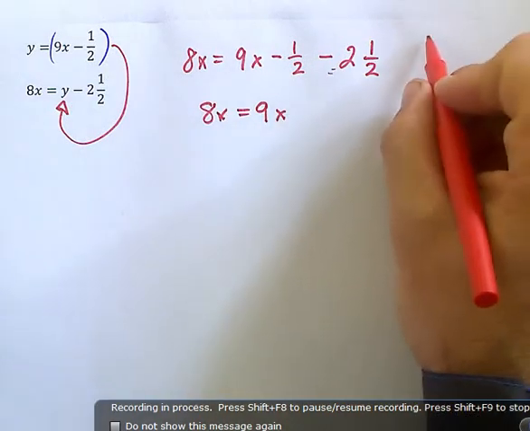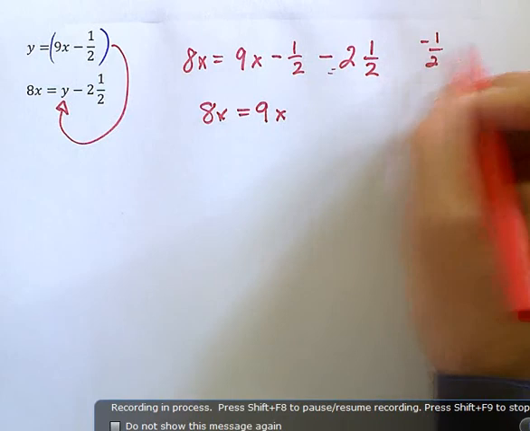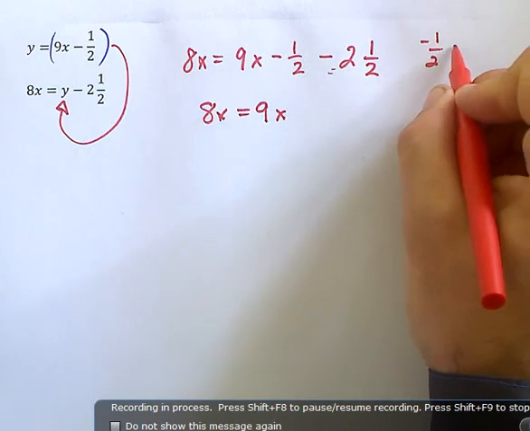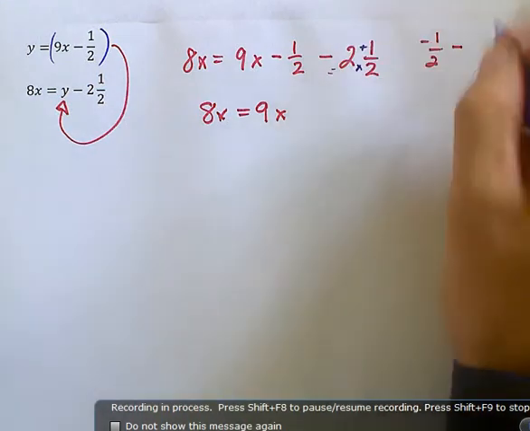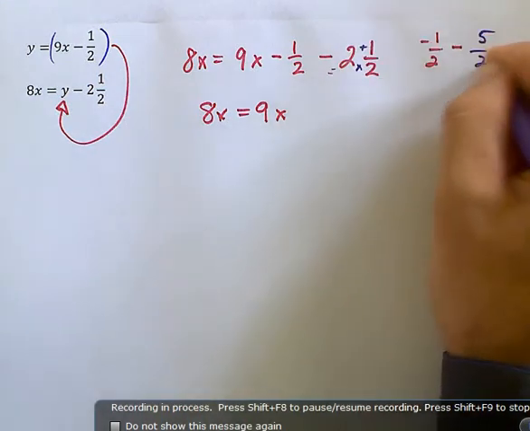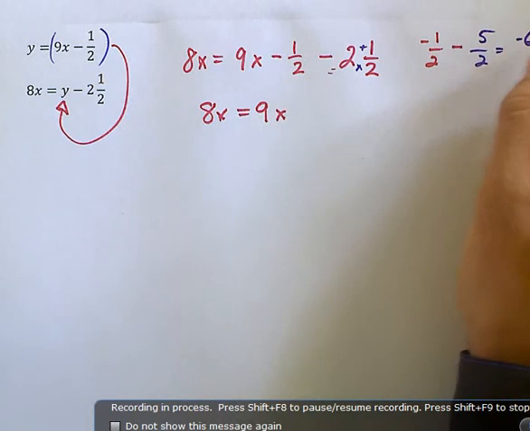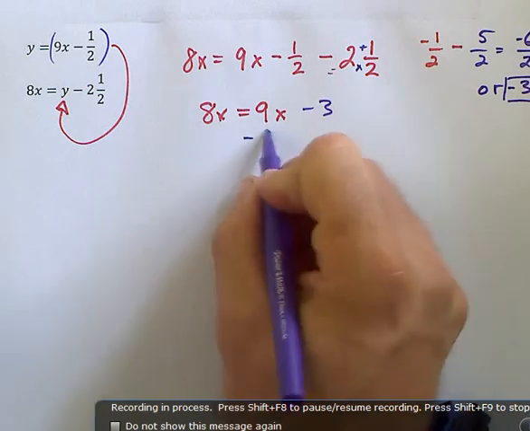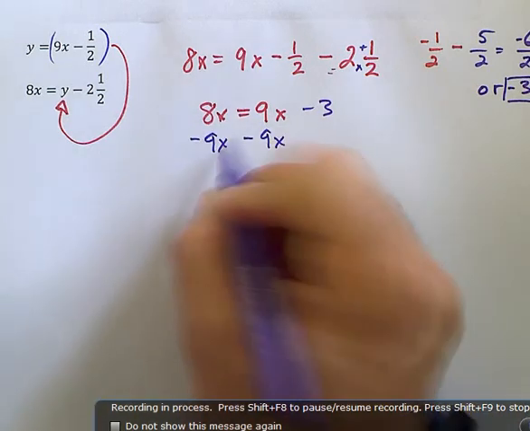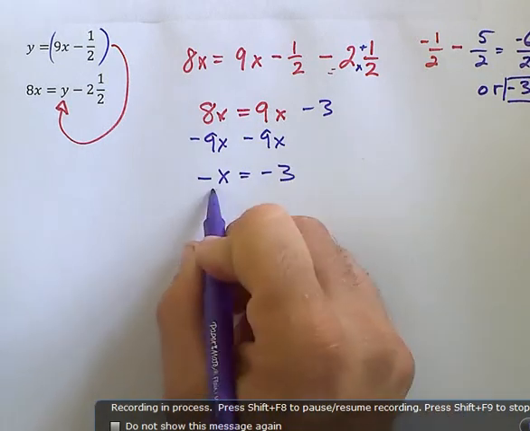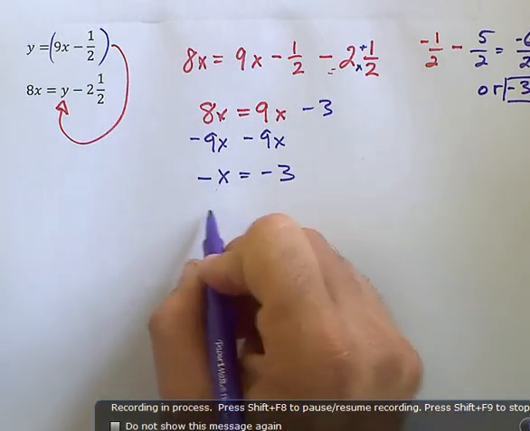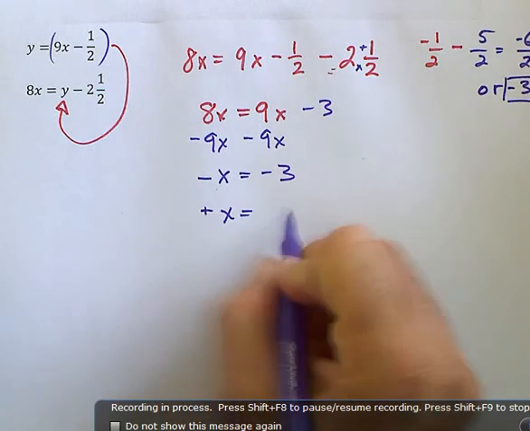I mean, you can look at it. Negative 1/2 minus 2 times 2 plus 1 is negative 5 over 2, which is negative 6 over 2, or negative 3. So I'll just say minus 3. Subtract the 9x, subtract the 9x. Negative x equal to negative 3. We're not going to leave the variable negative here, of course, so just change the signs. Positive x equal to positive 3.